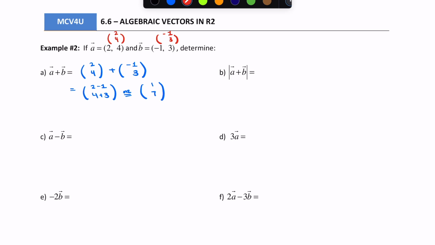So here it tells us to find the magnitude of a plus b. Again, we know that a plus b is 1, 7. And so we see that the magnitude is the square root of a squared plus b squared. In this situation, it would be 1 squared plus 7 squared. That's equal to square root 50, which is equal to 5 square root 2.